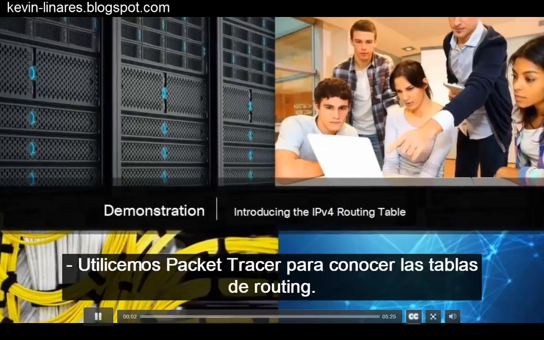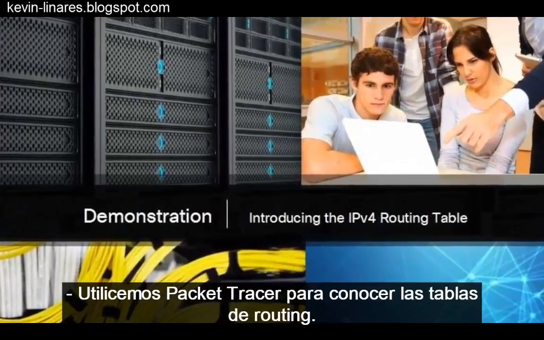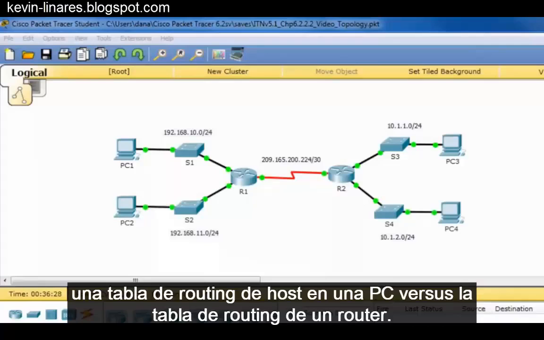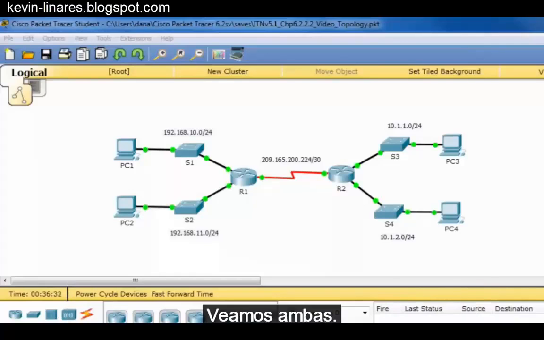Let's use Packet Tracer to learn about routing tables. We've learned about two types of routing tables, a host routing table on a PC versus a router's routing table. Let's take a look at both.